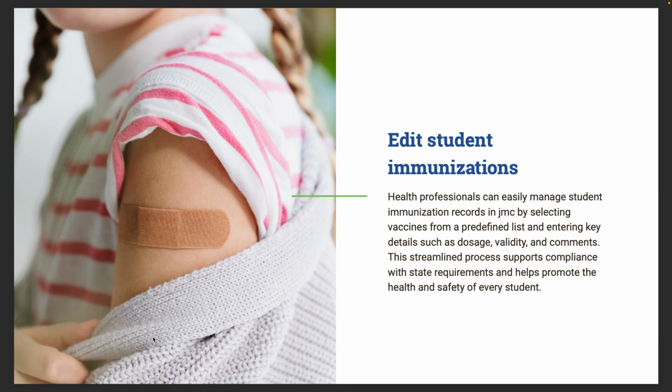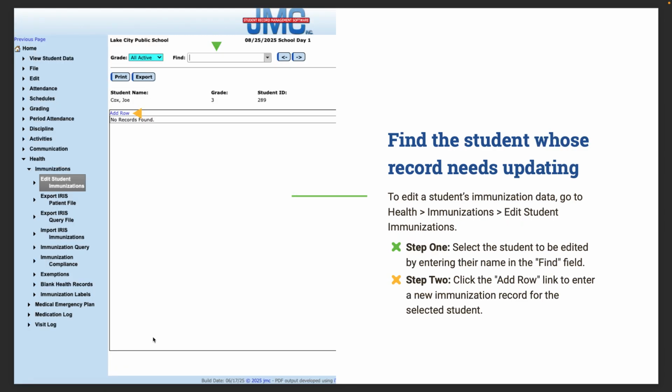Health professionals can easily manage student immunization records in JMC by selecting vaccines from a predefined list and entering key details such as dosage, validity, and comments. This streamlined process supports compliance with state requirements and helps promote the health and safety of every student. To edit a student's immunization data, go to Health, Immunizations, Edit Student Immunizations.